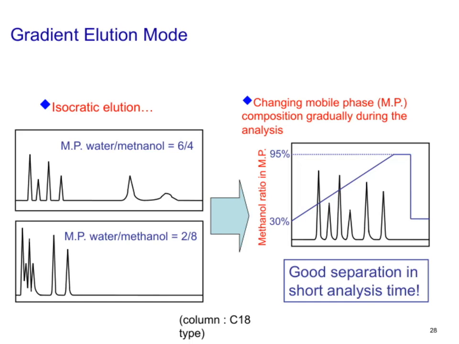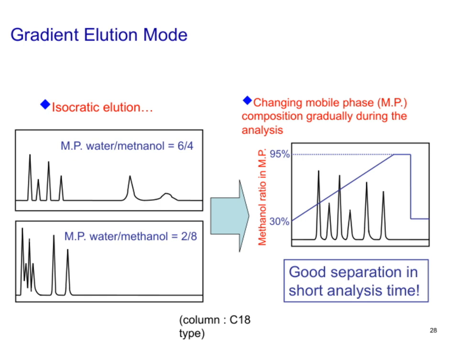Now, let's take a look at the methanol ratio in the mobile phase. As you can see, choosing the right MP ratio is crucial for good separation and a short analysis time. For example, when we use a water to methanol ratio of 2 to 8, we get optimal separation efficiency. Similarly, a water to methanol ratio of 6 to 4 will change the separation dynamics, so adjusting this ratio allows us to fine-tune the process.